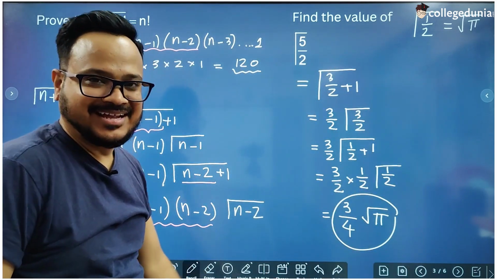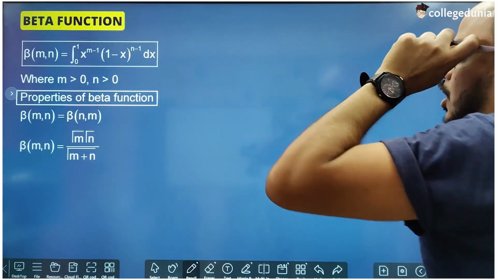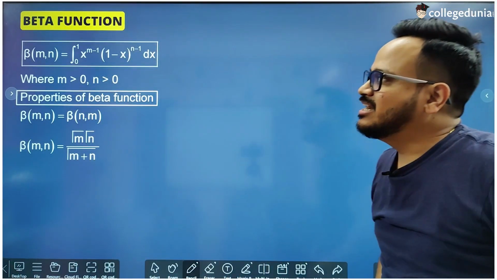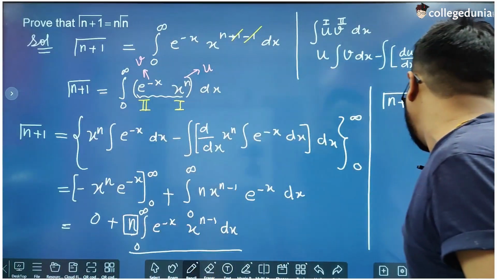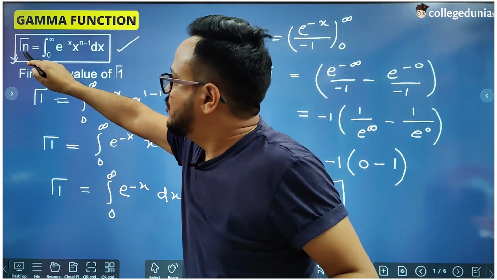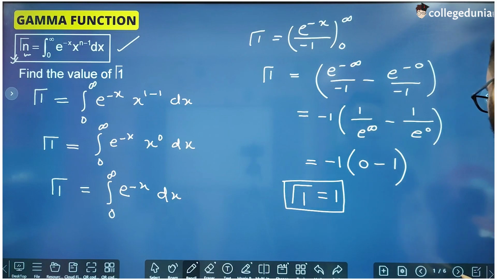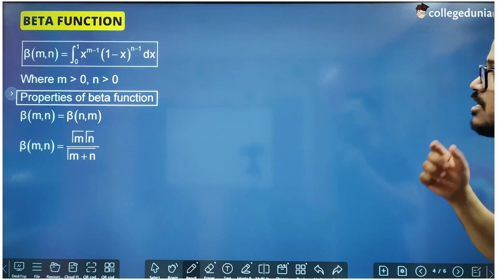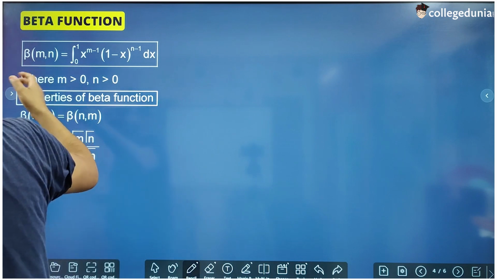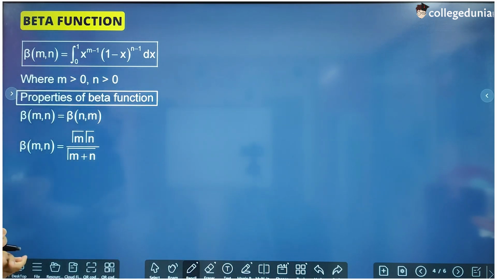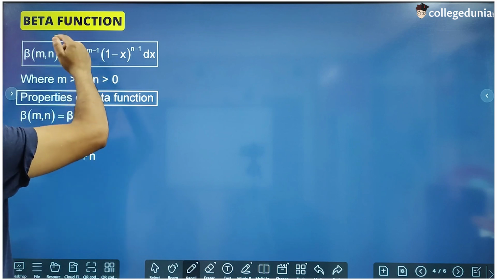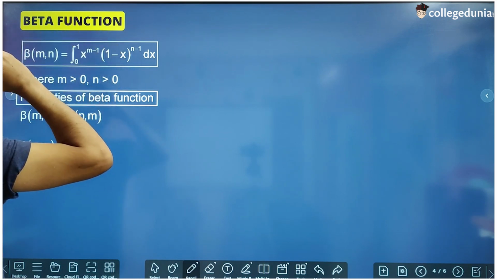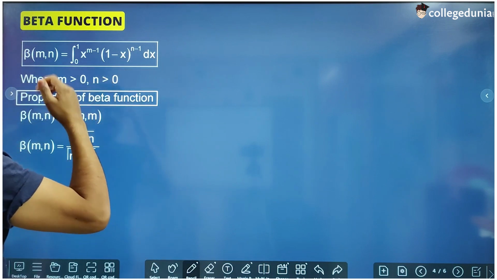Clear? Okay. Now we will discuss another important function in integrals, which is the beta function. Beta function is a double variable function and the gamma function is a single variable function, because we are using only one variable n in the gamma function, but for the beta function we need two variables. So beta function is written as beta m comma n because it is for two variables. The expansion of beta function is this: beta m comma n is the integral from 0 to 1 of x to the power m minus 1 into 1 minus x to the power n minus 1 dx.